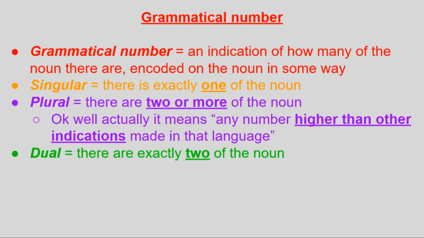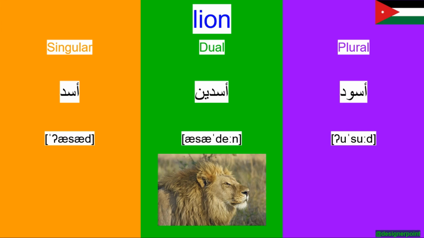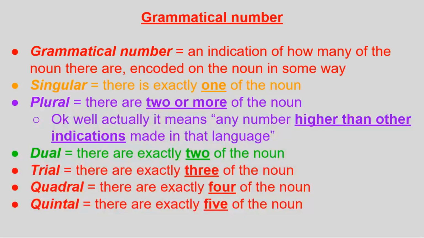The main one is the dual, which is used when there's exactly two of something. Arabic has it, for example, on the word for lion. Singular, one lion, is asad. Dual, two lions, is asadain, and plural, lions, is usud, in this case specifically indicating that there are three or more lions. There can also be more numbers like trial, quadral, and quintal, but those are extremely rare.